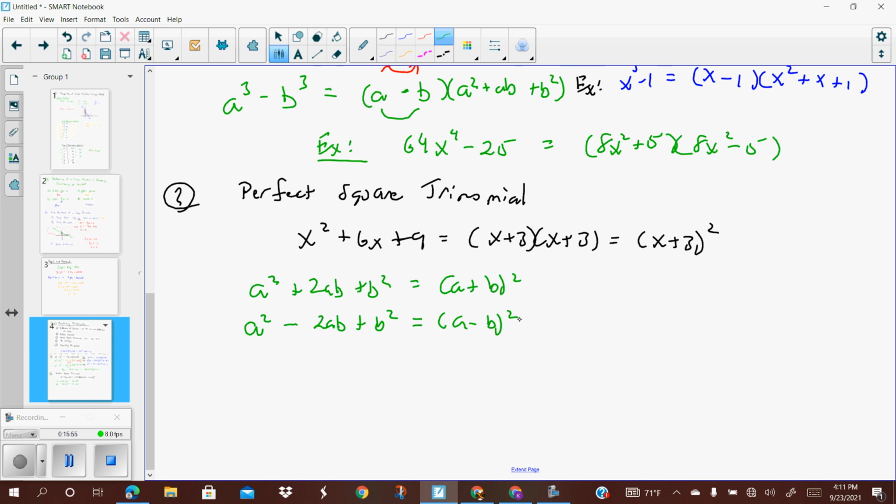So here's your check. Here's what you want to look for. Let's go back to the example that we just did. Is the first term a perfect square? Yes, it is. X squared is just the square of x. Is the last term a perfect square? Yes, it is. 9 is the square of 3. If I take 3 and x, multiply them together and double it, do I get that middle term? 3x doubled is 6x. This is a perfect square trinomial. It will factor very, very easily into what we just did. So let's go ahead and try another example, maybe one that's not quite as obvious.